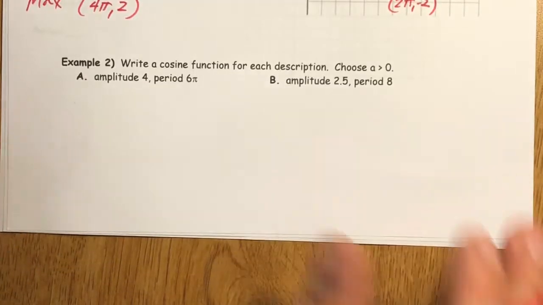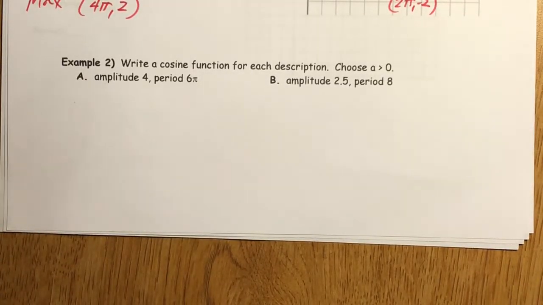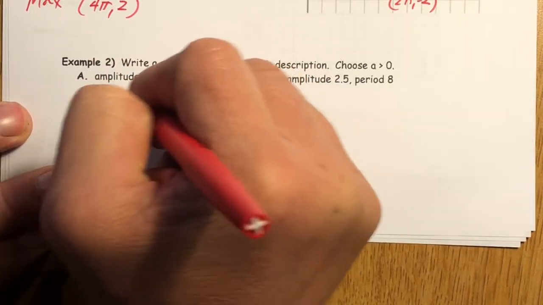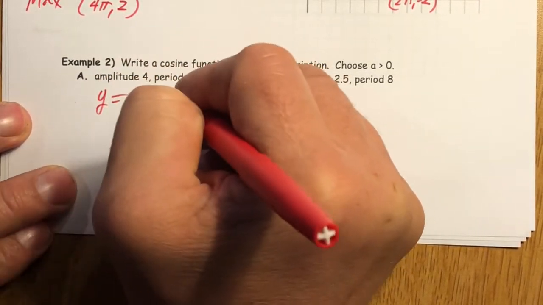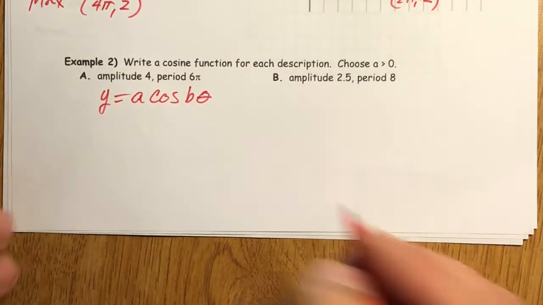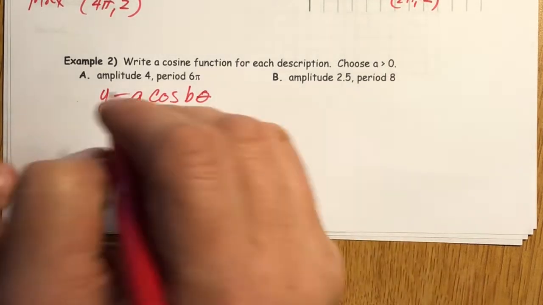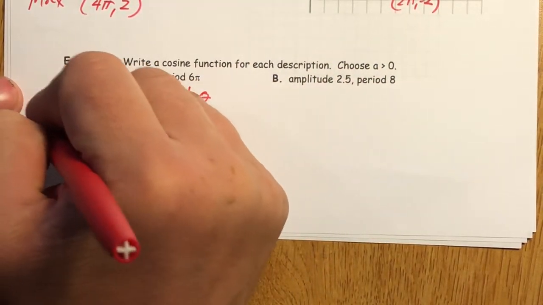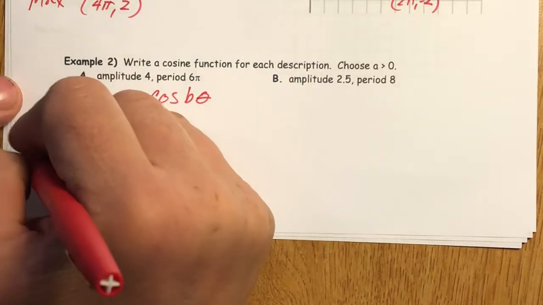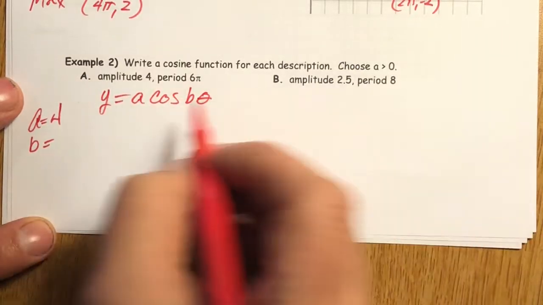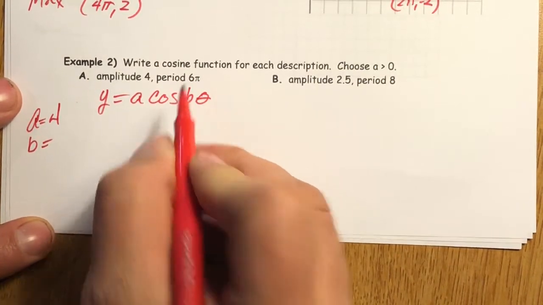All right, example number 2. Let's see if we can come up with the actual equation. Remember, y equals a cosine of b times theta. I need to find a and b. They tell me for this one my amplitude is 4, so a equals 4, but I need to figure out the b value. They don't give me the b, but they give me the period.